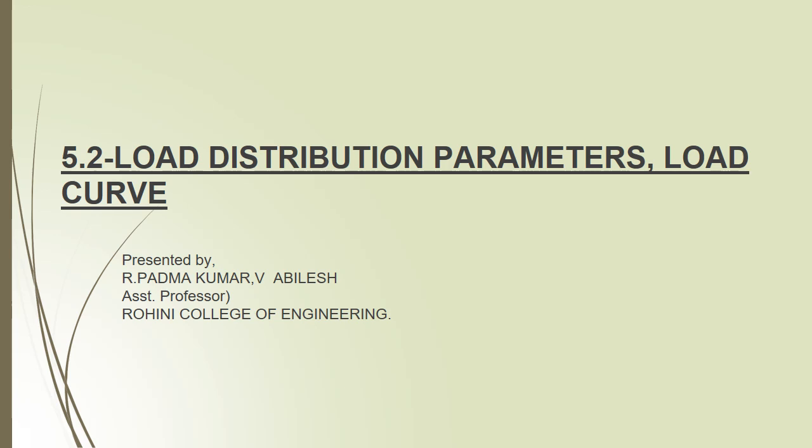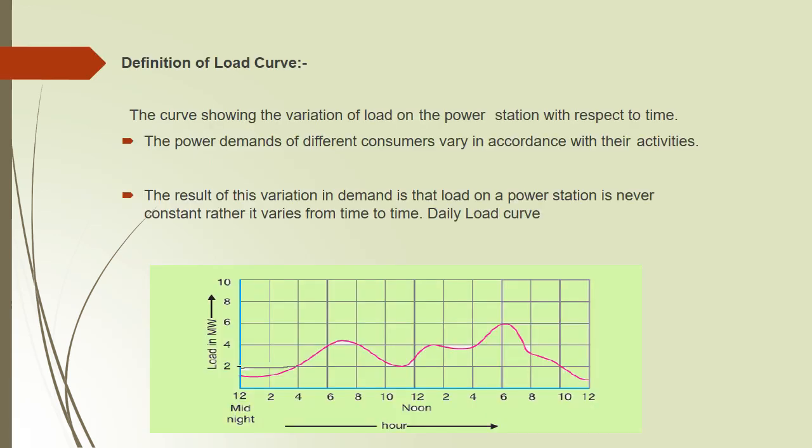Load distribution parameter: load curve. Definition of the load curve: the curve showing the variations of the load on the power station with respect to time. The power demands of different consumers vary in accordance with their activities. The result of this variation in demand is that the load on the power station never remains constant; rather, it varies from time to time. Daily load.